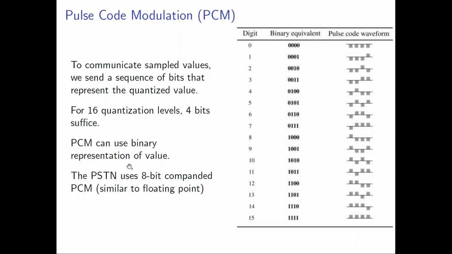PCM can use a binary representation of the value. You represent your value in binary, and the computer understands binary, and you are done. You can deal with your signal in the digital domain now. The public switched telephone network, Ethernet, many communication systems are built based on that, used with different levels, of course.